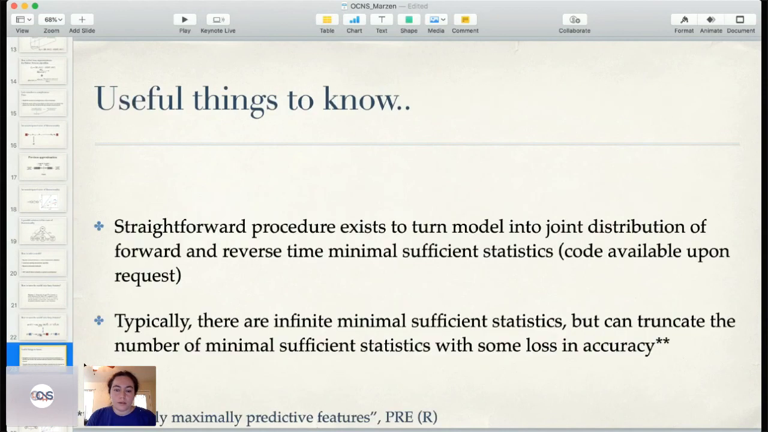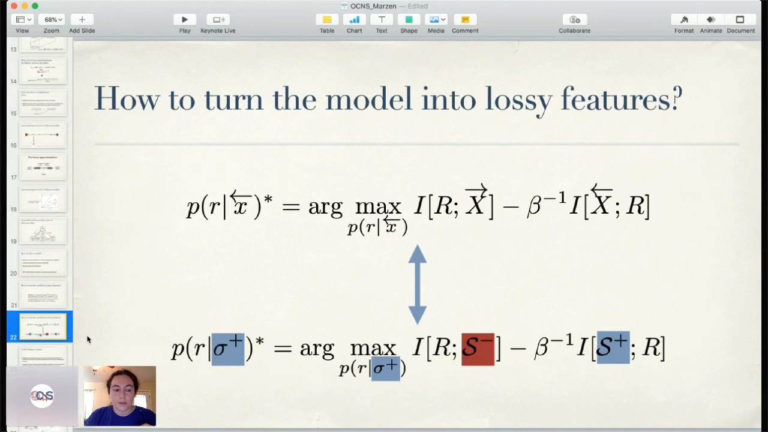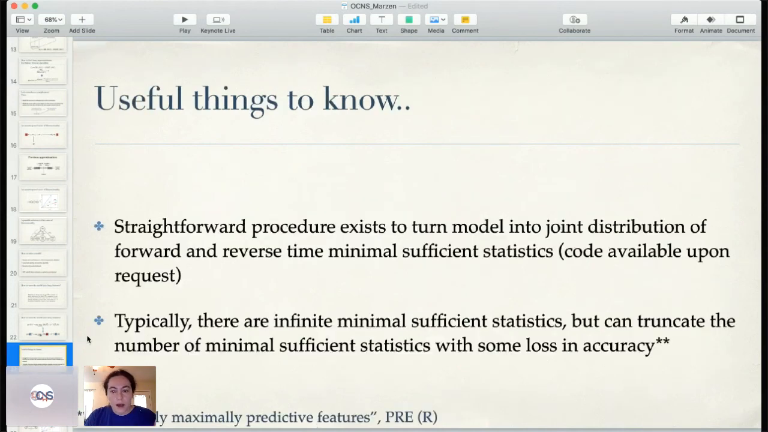So, yes, okay. And I made a note about this here. As I say, typically there are infinite minimal sufficient statistics. So typically S plus and S minus in this slide right here are going to be infinite. But there's a principled way of truncating them, even when they're uncountably infinite.